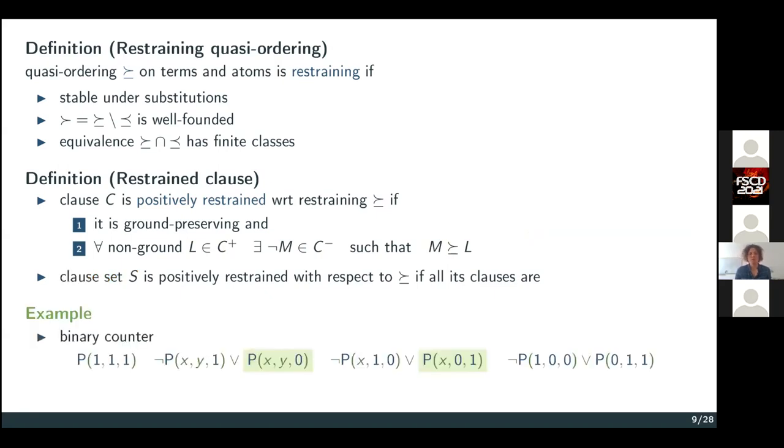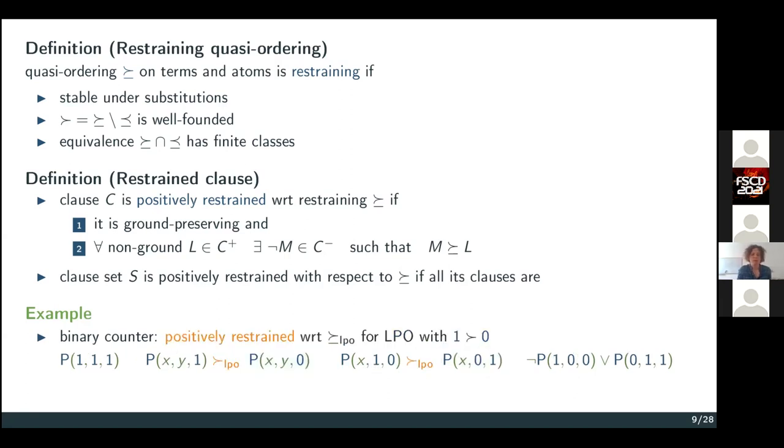So if we reconsider the example that we had on the previous slide, we already observed that this system is ground preserving. So it remains to check the second condition, namely that for every non-ground positive literal in clauses, and those are those that are highlighted in green now, there exists a negative literal in the same clause such that the atom of the negative is greater than the atom of the positive. And as already hinted at before, we can, for instance, orient these respective atom pairs by a lexicographic path order.